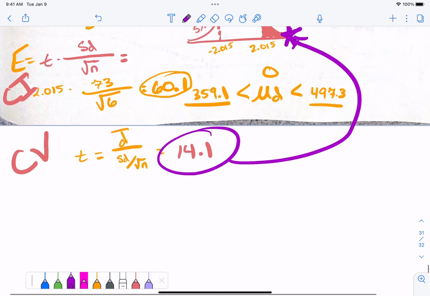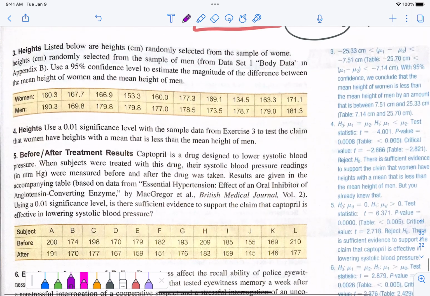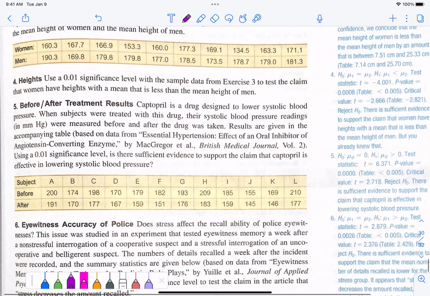Do you guys want to do a standard deviation? Yes. Let's do that real quick. That one's kind of easy. Standard deviation has no confidence interval. It's just critical value for standard deviation. Okay, we'll do one then.